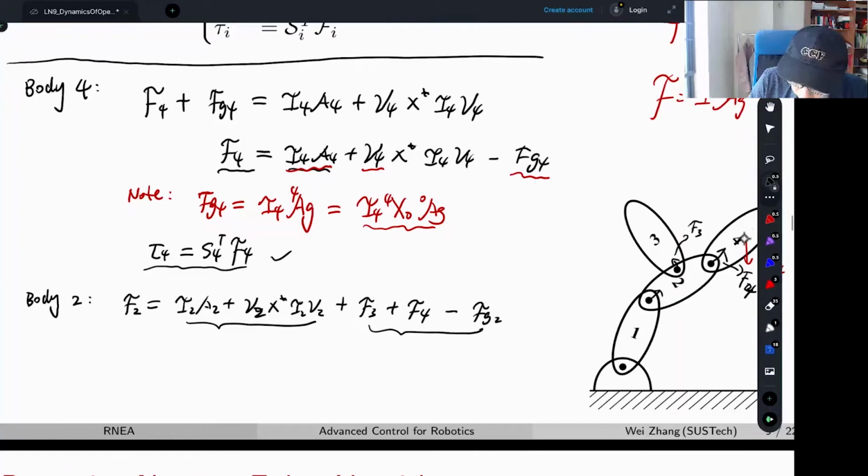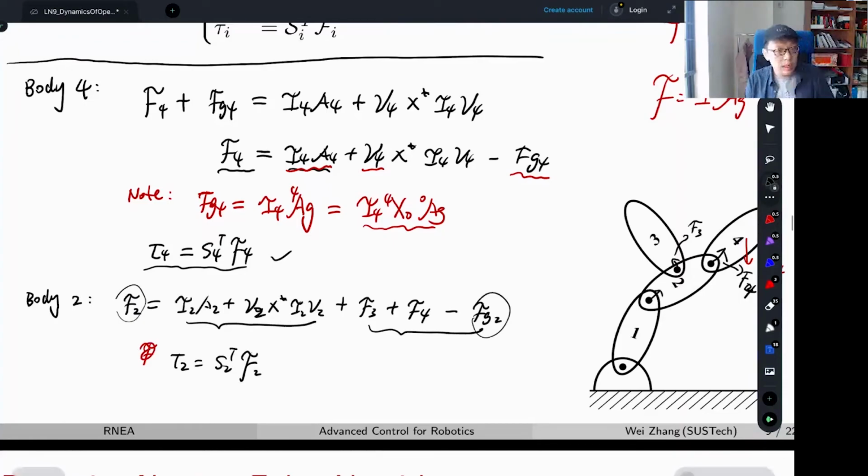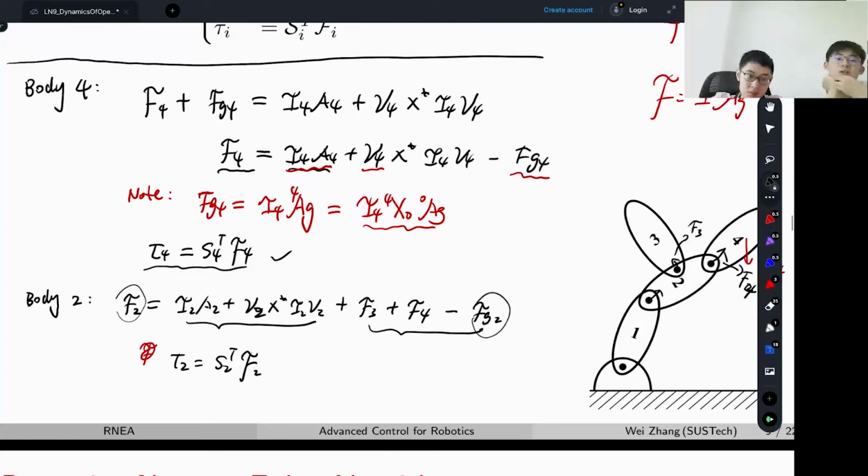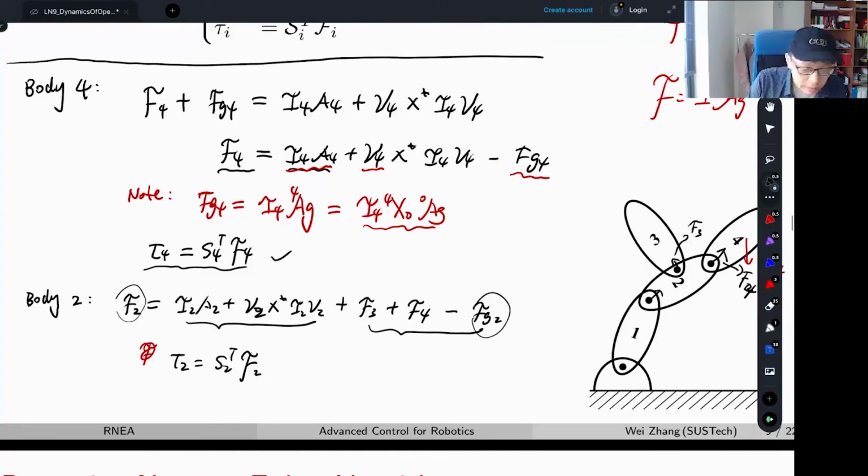Suppose we move backward from the leaf, then F3 is already computed. We know F3, we know F4, and we know this is given. This is the gravity term, and this is the motion, and we already computed this from the forward pass, so we can compute F2 as well. So overall, we will have tau 2 equal to S2 transpose F2. Hopefully you are familiar with this structure now.